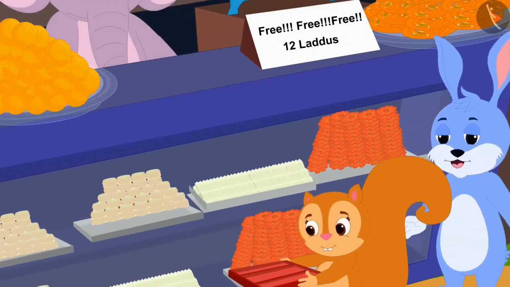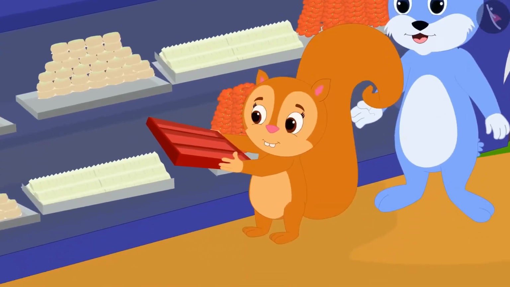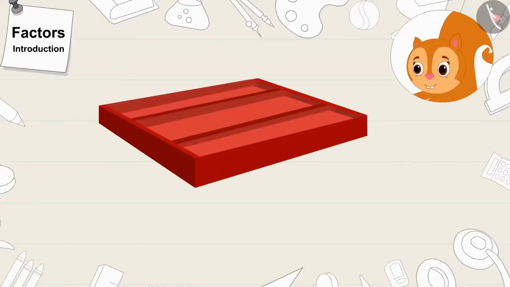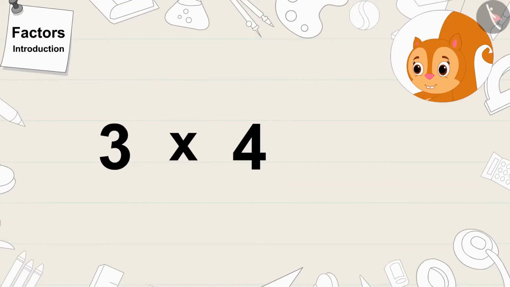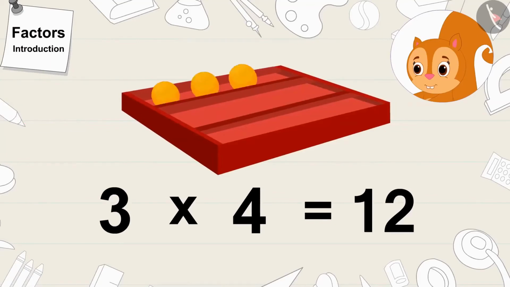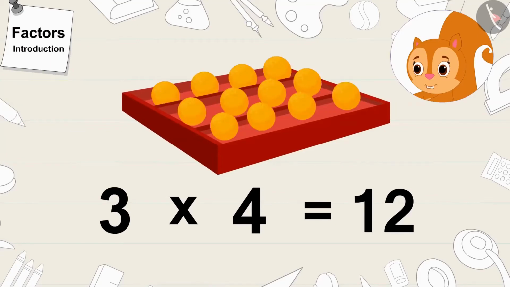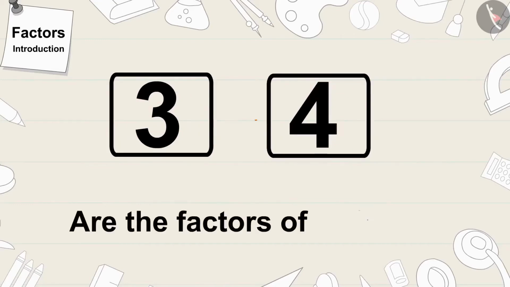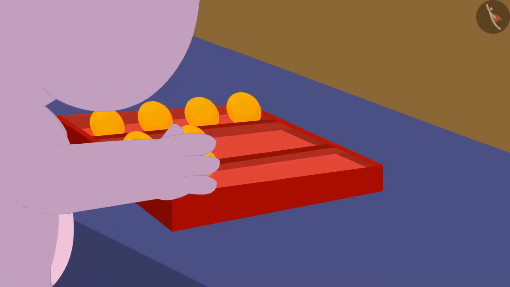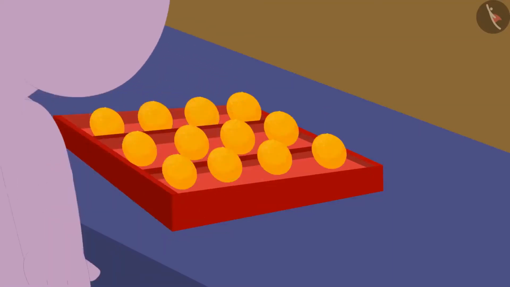Let's see who's next in the queue. Chanda is next in the queue. Chanda's box has 1 vertical line and 3 slots. Will 12 laddus fit in Chanda's box too? 3 times 4 is 12. Therefore, 12 laddus will also easily fit in Chanda's box. Or we can also say that the numbers 3 and 4 are factors of 12. Appu filled 12 laddus in Chanda's box.